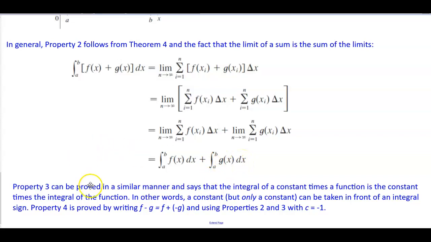Now, property 3 can be proved in a similar manner and says that the integral of a constant times a function is the constant times the integral of the function. In other words, a constant, but only a constant, can be taken in front of an integral sign. And then property 4 is proved by writing f minus g, which is equal to f plus negative g, and using properties 2 and 3 with c being equal to negative 1.